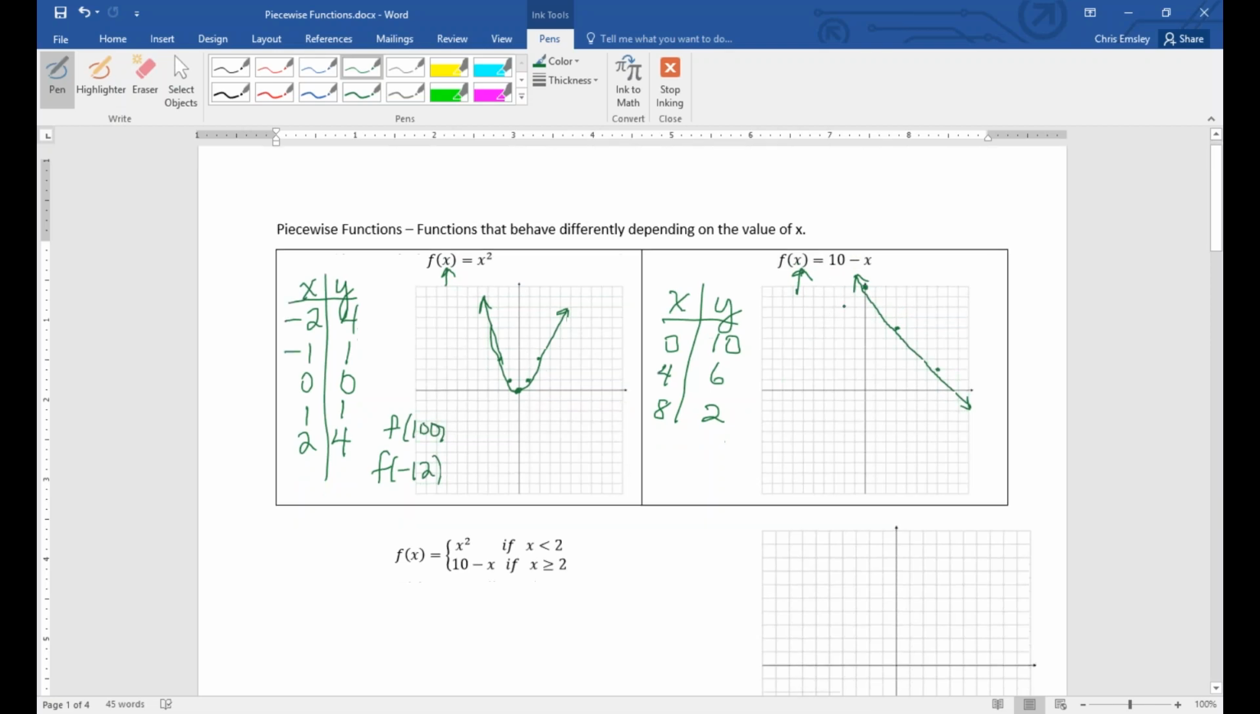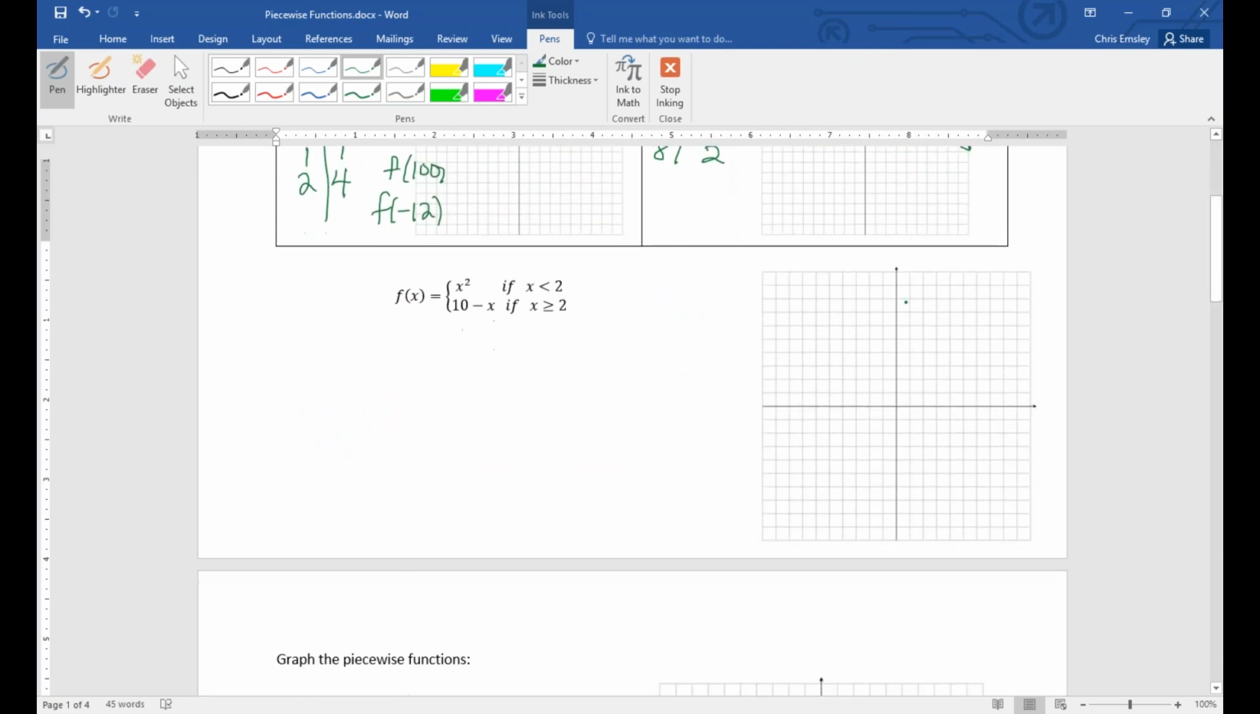Now in a piecewise function, we can't always just plug in any value for x. You'll notice that up here, this is what a piecewise function might look like. We actually have two different functions put together, and our x value determines which one of these functions we are going to use. So when I graph these, since there are two lines in this piecewise function, I'm going to make two t-tables. This one is for my x squared part. And this one will be for my 10 minus x part.